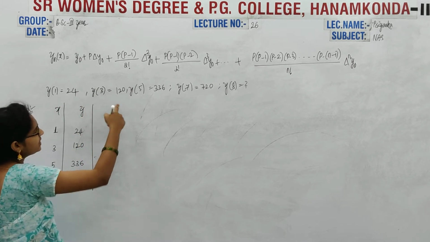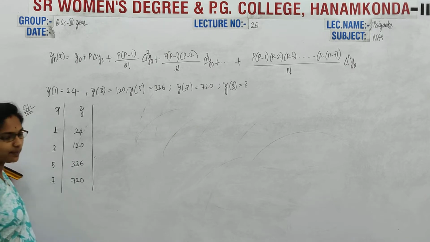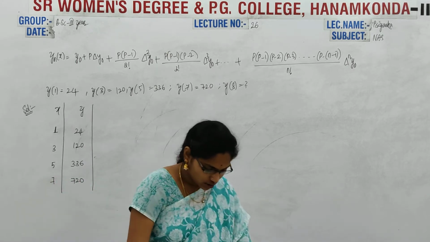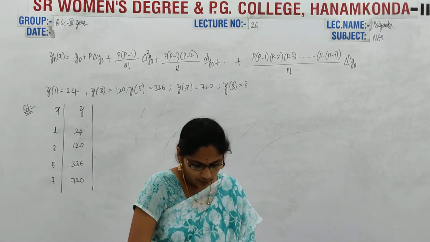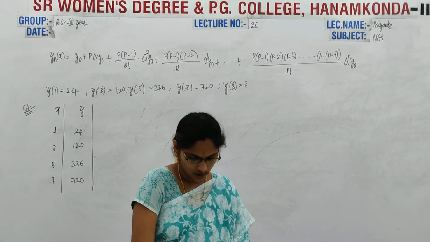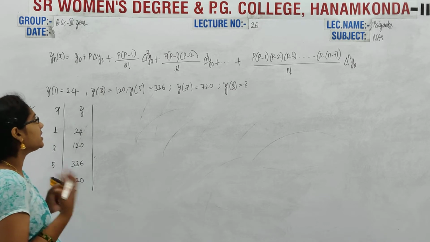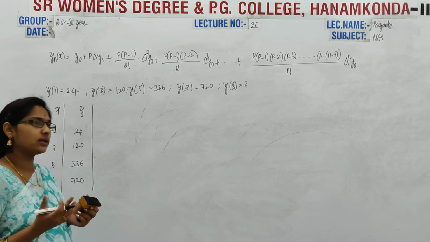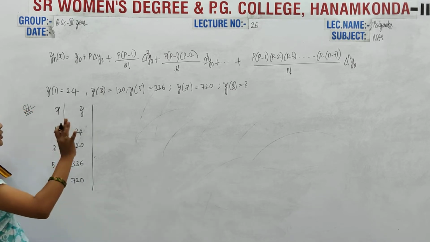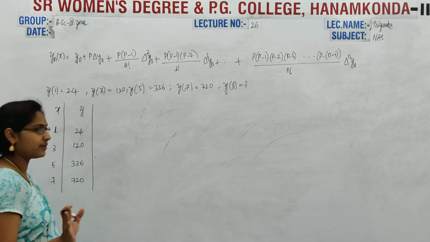Okay, next, what did they mention? They asked for a cubic polynomial. So here, find the cubic polynomial which takes the following values. They didn't mention forward or backward, so that is our wish. We can use any method. For this problem, I am going to use both forward and backward. Listen carefully.